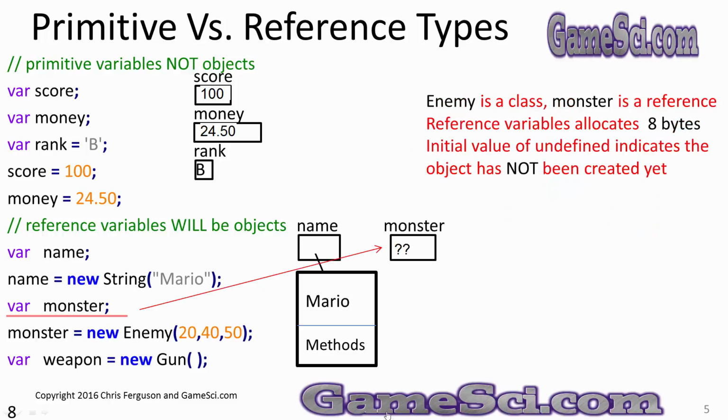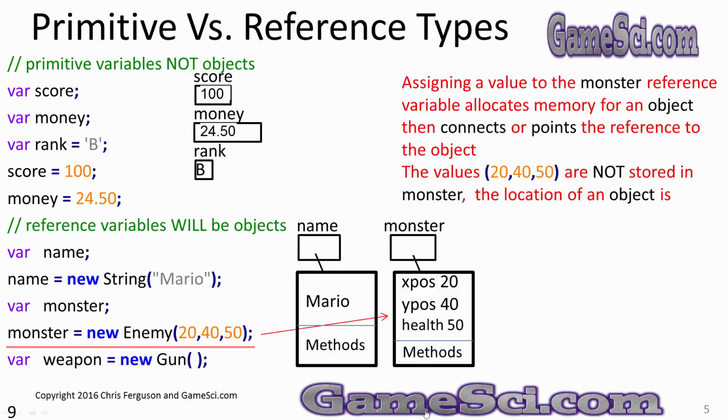Var monster, the Enemy class. Enemy is a class. Monster is a reference. Reference variables allocate usually 8 bytes of memory. All I'm doing here is declaring a variable. I am not building an object yet. Monster equals new Enemy and pass it 20, 40, and 50.